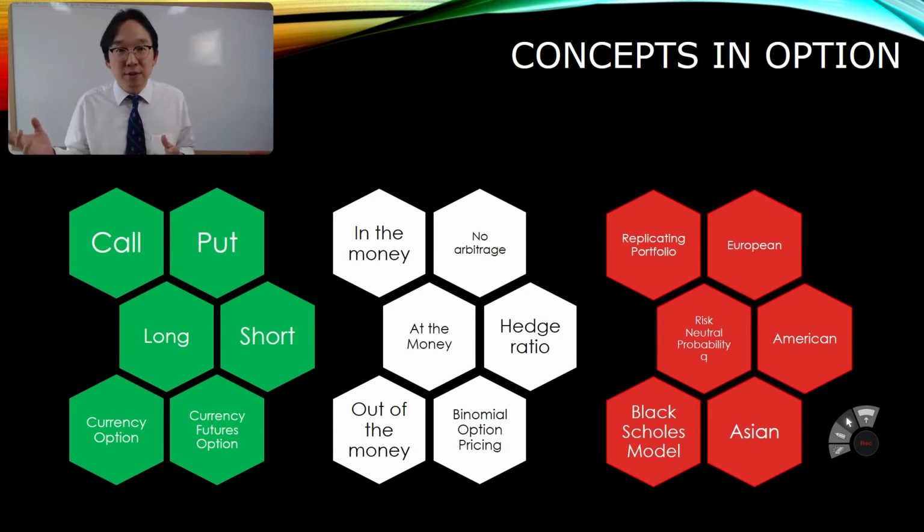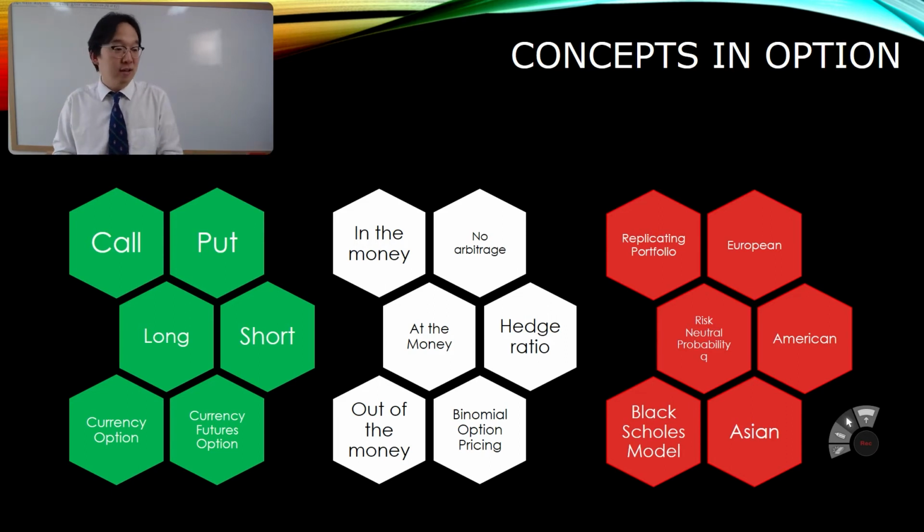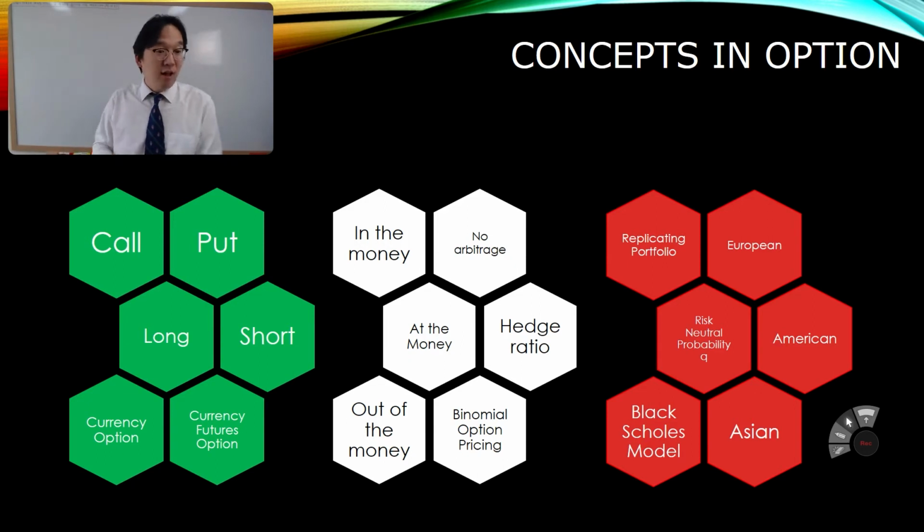And then in the following video, we're going to go deeper into some of these option pricing frameworks, such as binomial option pricing, and then Black-Scholes, right? Risk neutral pricing, and that kind of thing. Now, what are the jargons that you're going to meet? Well, call, put, long, short, and then currency option, currency futures options, and then such words like option is in the money, at the money, and out of the money, or no arbitrage conditions, and then hedge ratio, and then binomial option pricing. Those keywords will be there.